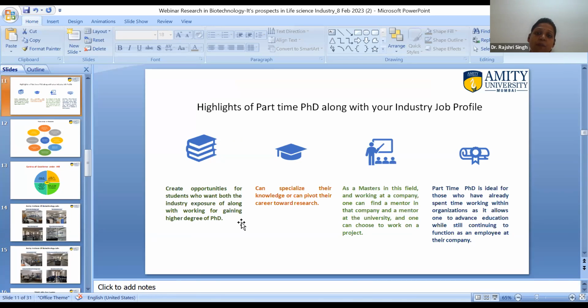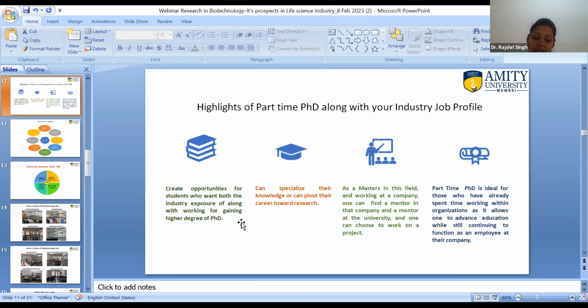And we also offer a part-time PhD. When we say part-time PhD, we have students who are already doing their job in established industry research units, and they would like to further pursue a PhD along with their job. Doing a PhD along with their job profile creates an opportunity for them to have both industry exposure and a higher degree. They can specialize in the area of their interest while working in their industry. The same area can be explored further through a PhD.